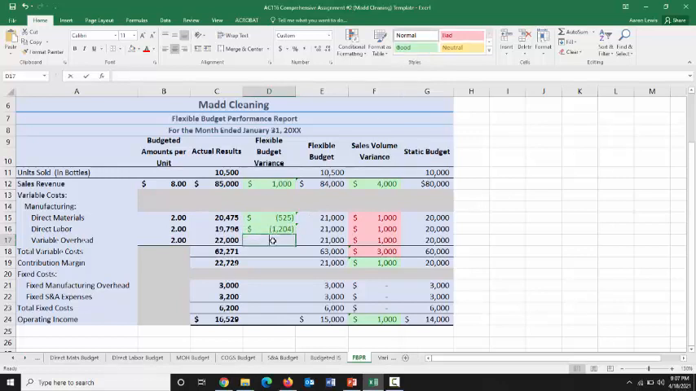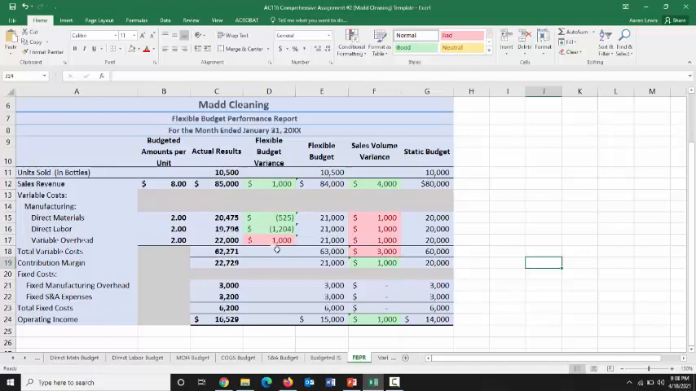For variable overhead, we actually incurred $22,000 of variable overhead, but we should have incurred $21,000 according to our flex budget, which means we spent $1,000 more in variable overhead costs than we should have. And that can be attributed to a bunch of different things. Maybe we had to use more indirect materials than we thought we were going to. Maybe we paid more for indirect materials than we thought we were going to. And the same thing could be true for indirect labor as well. Cost of custodial staff, security guards, etc.